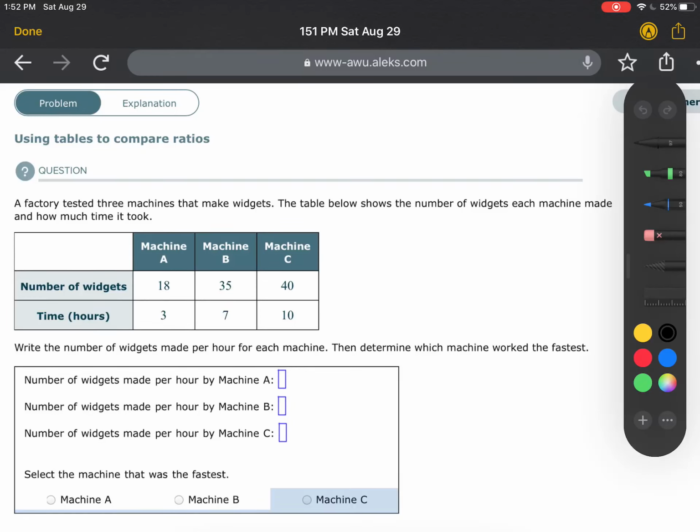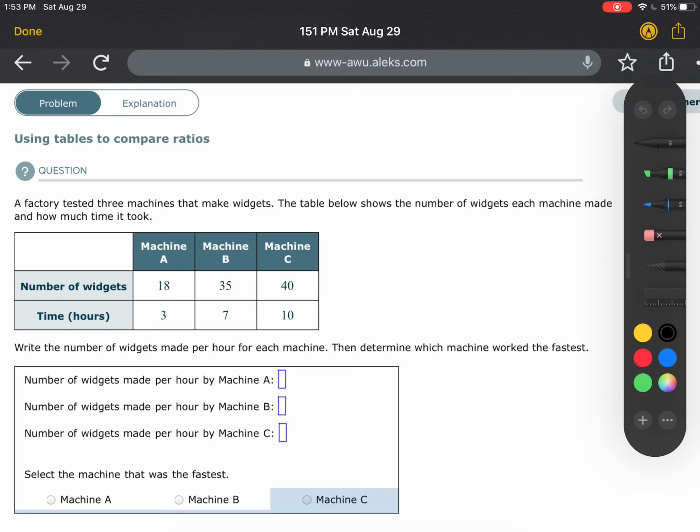Okay, so this is going to talk about the question using tables to compare ratios. A factory tested 3 machines that made widgets. The table shows the number of widgets each machine made and how much time it took. So machine A, machine B, and machine C are all there, and it tells you how many widgets were made per hour. At the bottom it says write the number of widgets made per hour for each machine, then determine which machine worked the fastest.